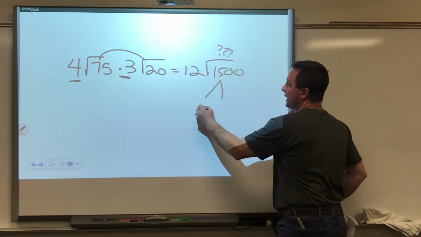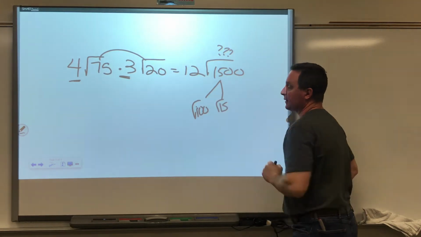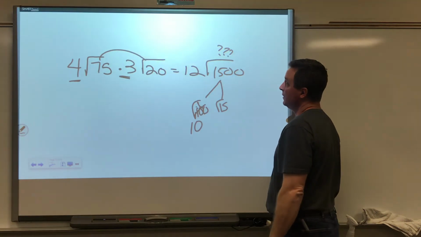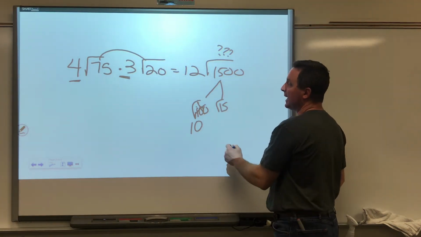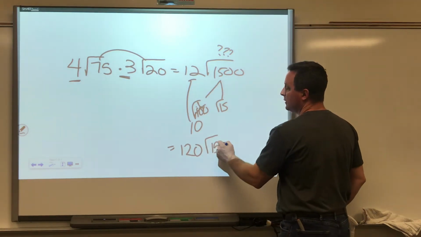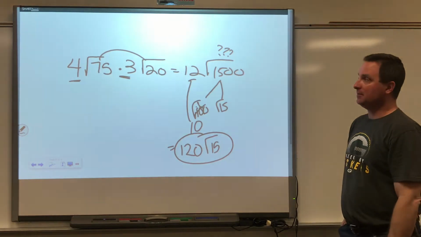Well, I'm just going to show this. I could do 100 times 15. That would work. The square root of 100 is 10. And the square root of 15 does not have any black ones. So I'd end up with 120 square roots of 15. And that's one way to do it.